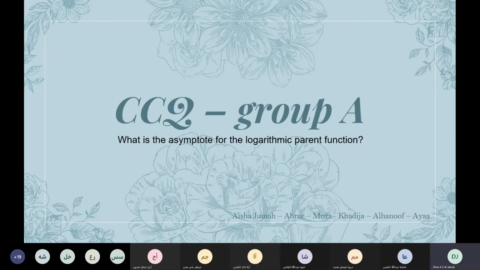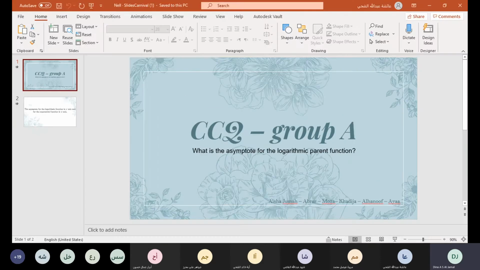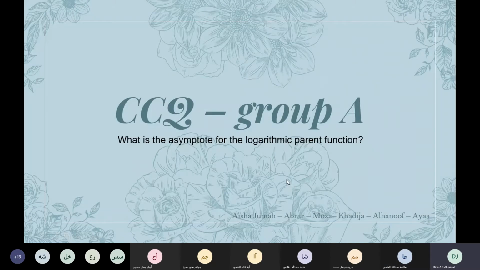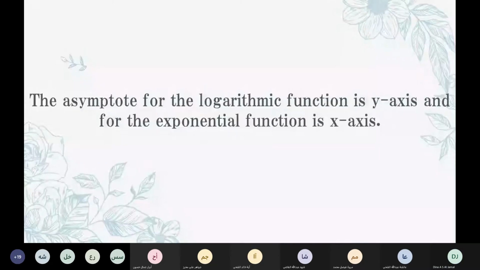Aisha, you are muted. Hi, I am Aya. I am in group A. I am with Aisha, Jumra, Abrar, Moza, Khadija, and Elhinov. Our CCQ question is, what is the asymptote for the logarithmic parent function? First of all, let's repeat it all together. Asymptote. Great, thank you. The asymptote for the logarithmic function is the y-axis, and for the exponential function is the x-axis.